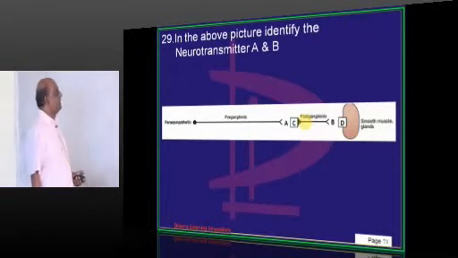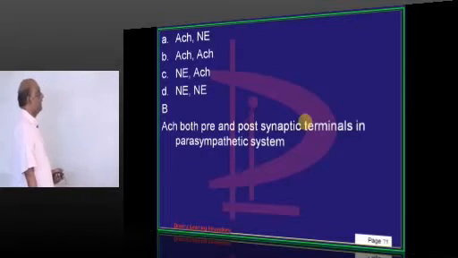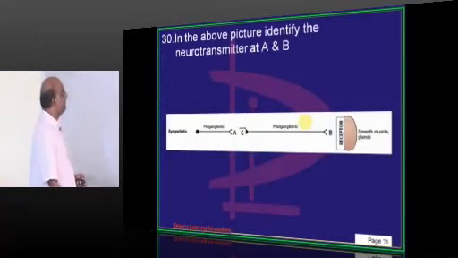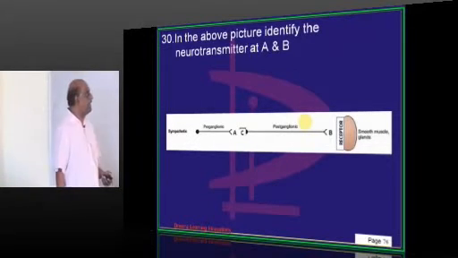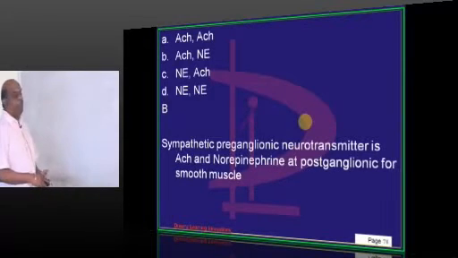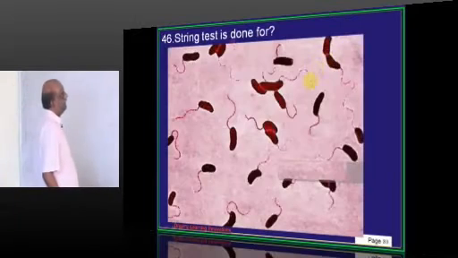Now what is this? Where the preganglionic neurons and postganglionic neurons are in the parasympathetic system. Acetylcholine is at both pre and post synaptic terminals in the parasympathetic system. What is this in the sympathetic nervous system, where you have preganglionic and postganglionic receptors? The sympathetic preganglionic transmitter is acetylcholine and norepinephrine at the postganglionic for smooth muscle is what you have to understand.